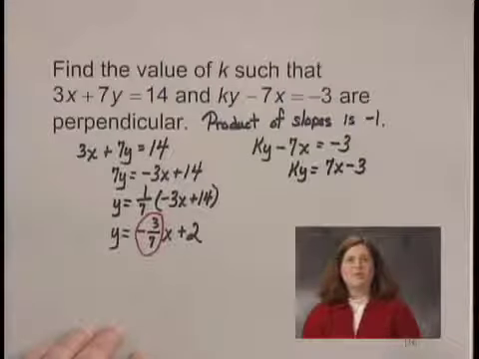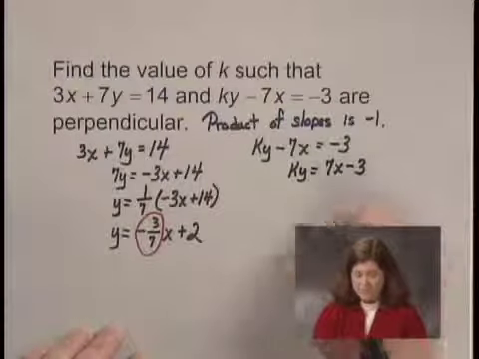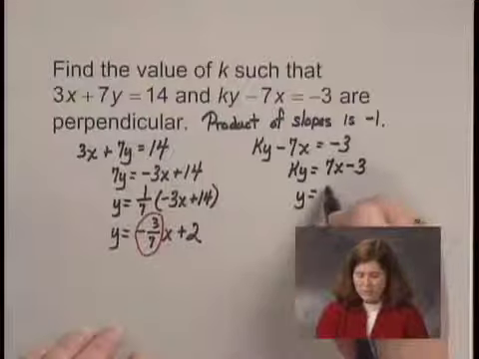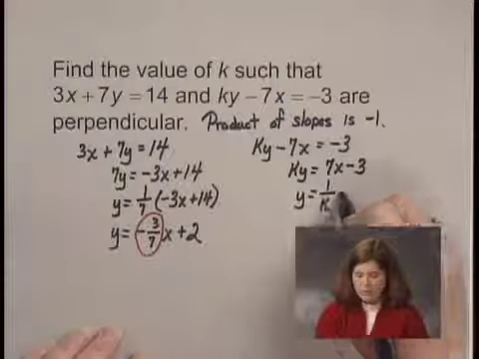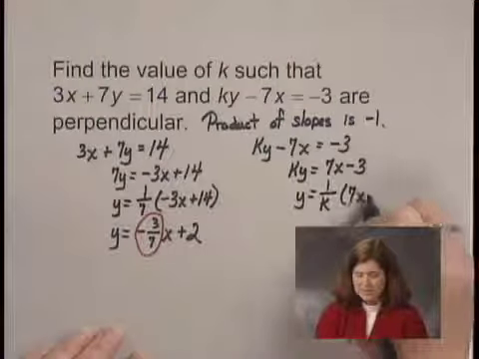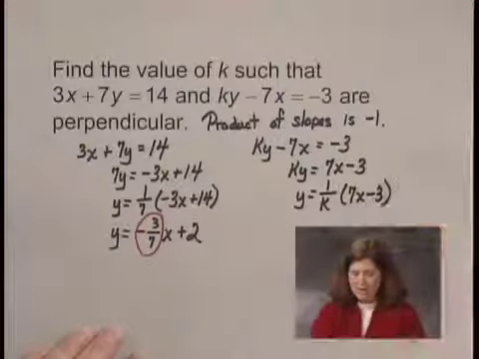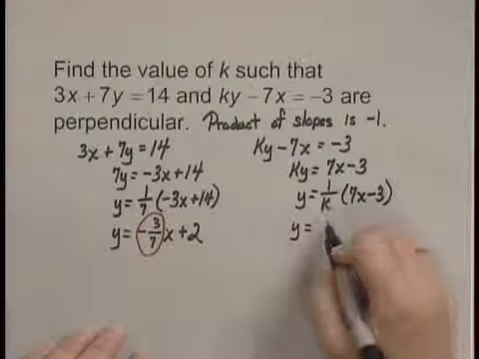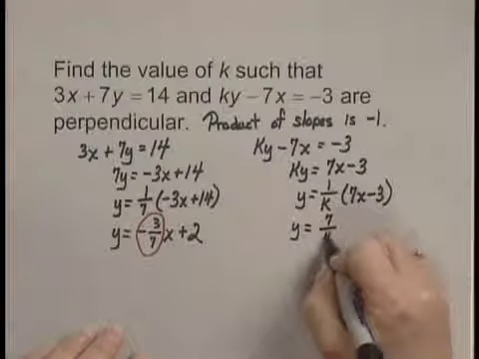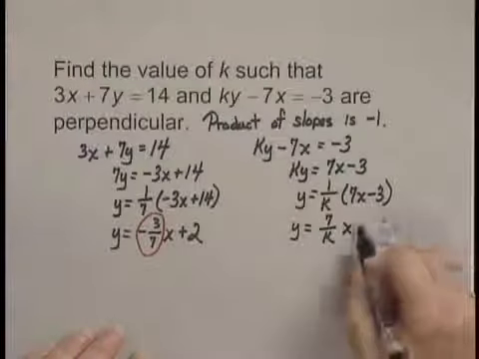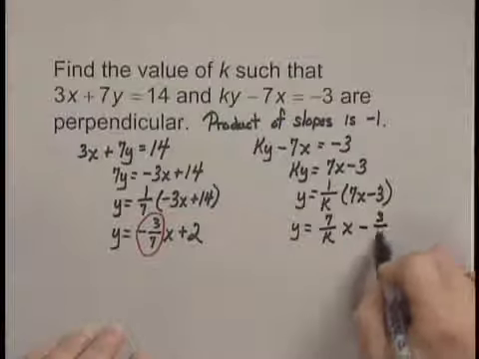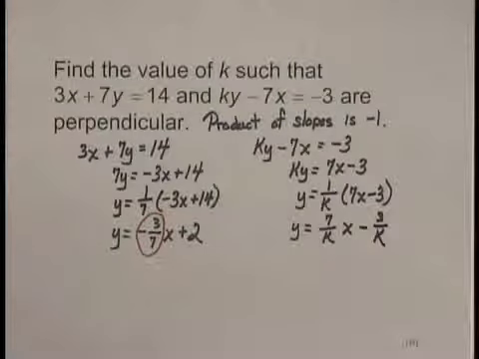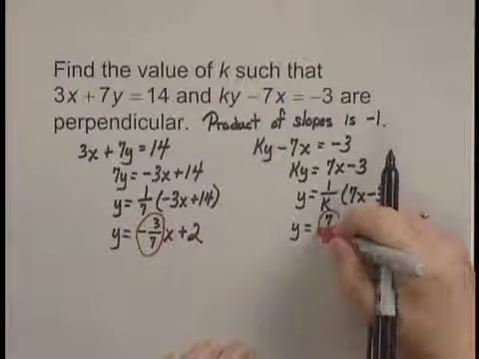And we multiply both sides by 1 over k. y equals 1 over k times 7x minus 3. And multiplying through, we have y equals 7 over k times x minus 3 over k. Now, whatever k is, the slope of this line is 7 over k.